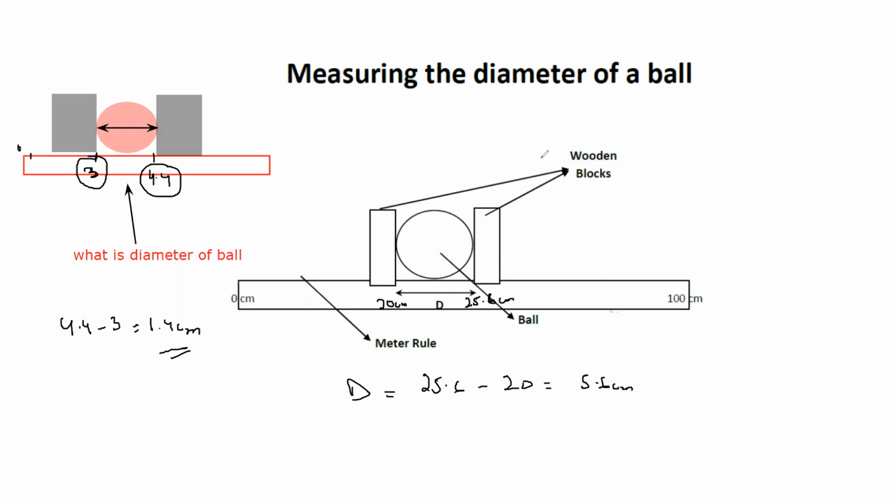And what about the radius? Radius is half of the diameter, so diameter divided by 2. If the diameter is 5.6, what about the radius? 5.6 divided by 2 equals 2.8 centimeters. So the radius will be 2.8 centimeters.